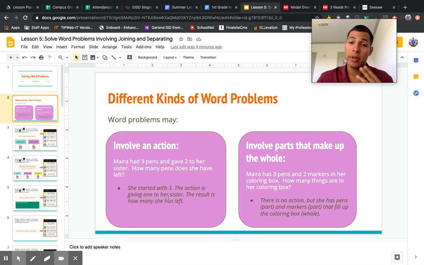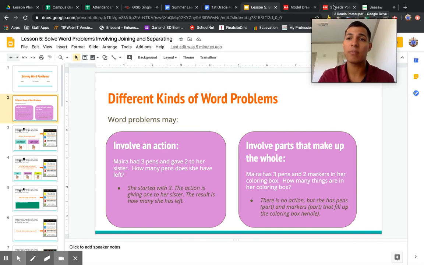So, Maria has 3 pens and 2 markers in her coloring box. How many things are in her coloring box? So, one part is the pens, and the other part is the markers. So, we know she has 3 pens and 2 markers, and they want to know how many are in her coloring box. So, we have to add those 2 parts together to get our whole, right? So we got one part pens, another part markers. They're all in the coloring box. How many are in there together, right? Our whole.